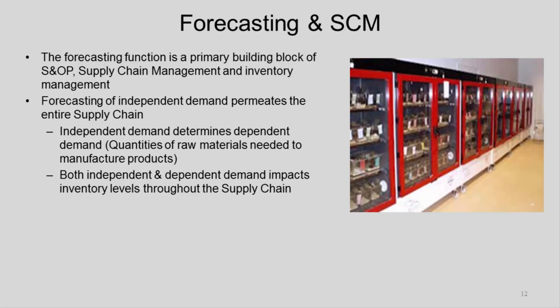This will come up again and again, so if it seems a little cloudy right now, not to worry. What's of equal importance for now, last hash mark on this slide, is that both independent and dependent demand impact inventory levels, raw materials, work in process, finished goods, etc., throughout the entire supply chain.